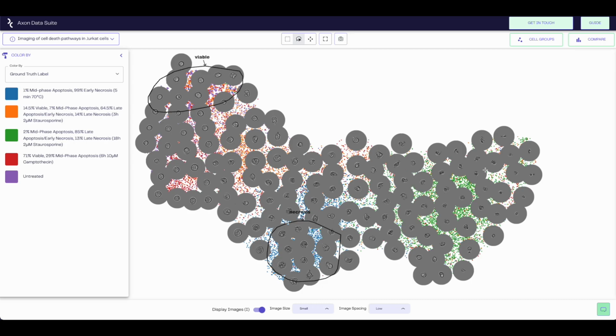We've demonstrated the REM-I platform's ability to characterize cell death pathways. Jurkat cells treated to induce apoptosis and necrosis are clearly distinguishable by morphology. These different morphologies can be selected and isolated for functional characterization.